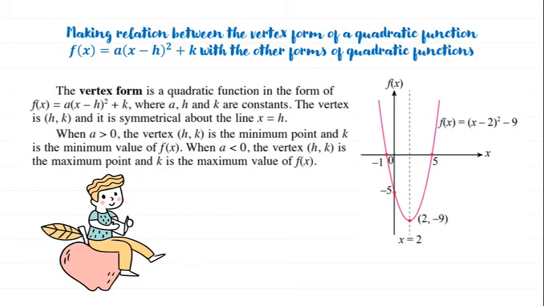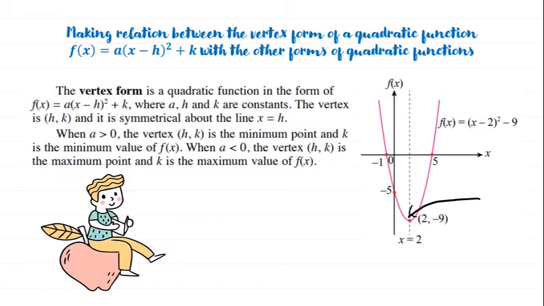Okay, making relation between the vertex form of a quadratic function f(x) = a(x minus h) squared plus k with other forms of quadratic function. So the vertex form is a quadratic function in the form of f(x) = a(x minus h) squared plus k, where a, h and k are constants. The vertex is (h, k), and it is symmetrical about the line x equal to h. So this is the vertex.